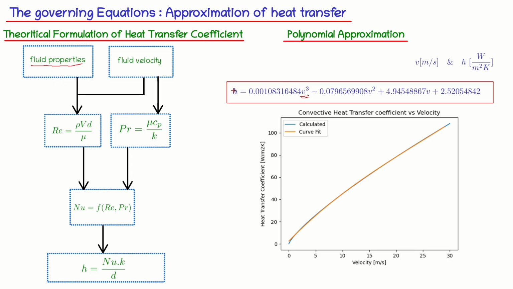Now, with this simplified equation, it is easy to find out the heat transfer coefficient corresponding to any velocity. Here the velocity is given in meters per second and the heat transfer coefficient is given in watts per meter squared Kelvin. We can see that the curve fit accurately captures the calculated value of the heat transfer coefficient for the majority of the range of application.